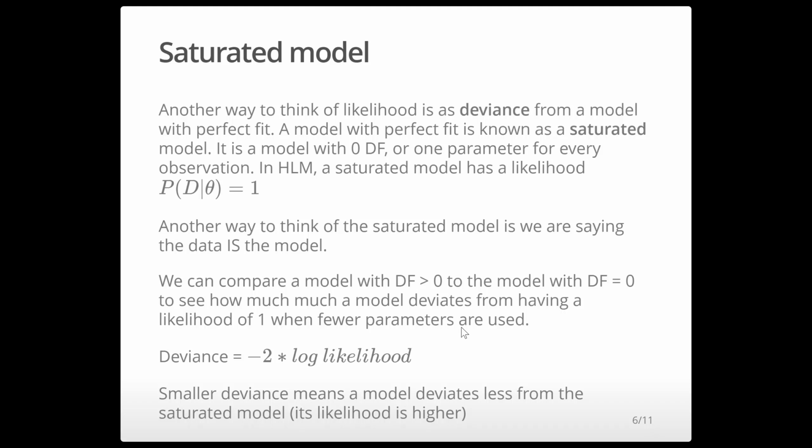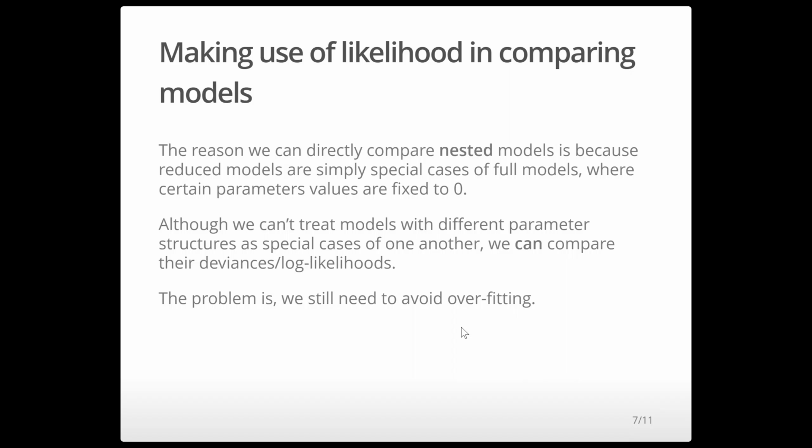Deviance is computed as -2 times log likelihood. And smaller deviance means a model deviates less from the saturated model, or it also means that its likelihood is greater. So how do we make use of likelihood in comparing models?